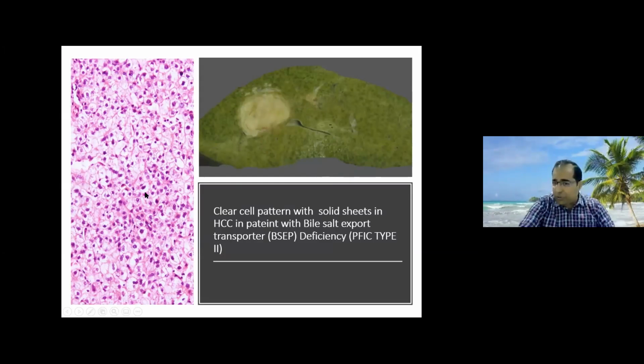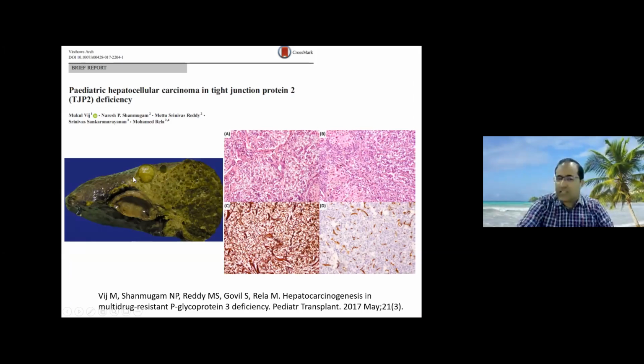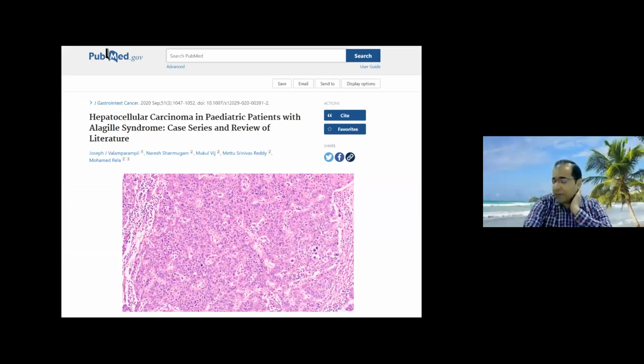And TJP2 is another very rare one, only 2 cases are published in the world, one by us and one by another center. You can see this tumor in a case of TJP2 deficiency, PFIC type 4, and again these are very rare tumors. This is a clear cell pattern SCC in a case of MDR3 deficiency or PFIC type 3. Rarely Alagille, we recently published a series of 3 cases in Alagille syndrome also, in which you can see this SCC.